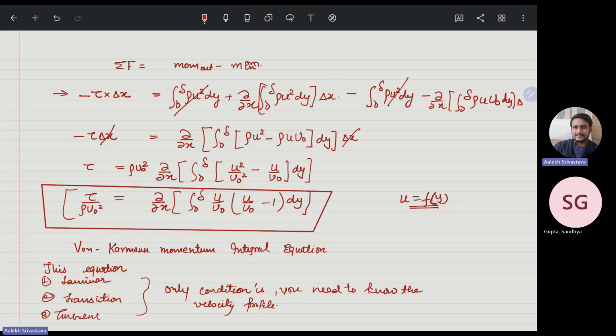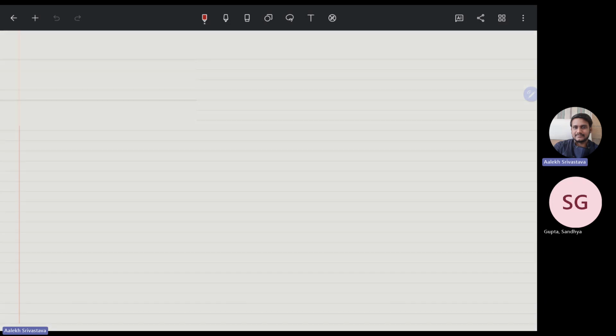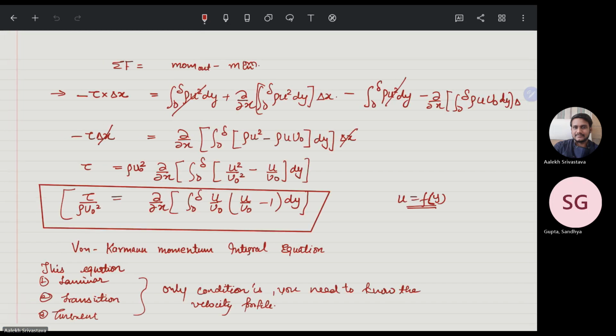So suppose for the laminar, if you know from a general expression, we know it is a parabolic profile. For a turbulent, this equation holds the power law. Now we will try to solve some questions so that we can understand what is the meaning of each term and how to solve this.